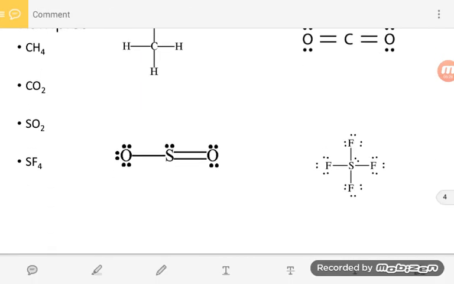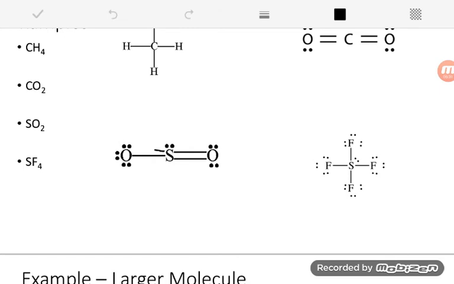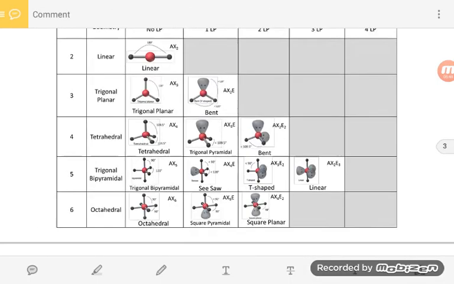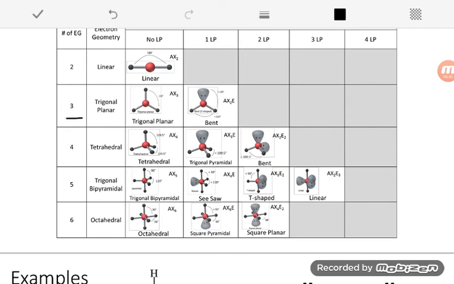All right, now let's try SO2. Pretty similar. SO2 has 1, 2, 3 electron groups. And one of these, the top one there, is a lone pair. 3 electron groups, 1 lone pair. So I'll go back up. 3 electron groups, my electron geometry is trigonal planar. 1 lone pair, my molecular geometry is bent. So electron geometry, trigonal planar, molecular geometry is bent.